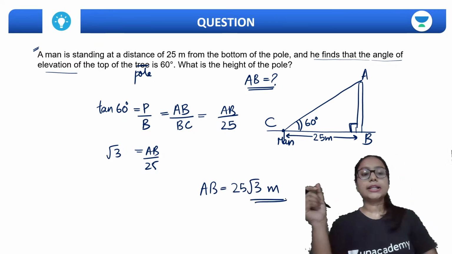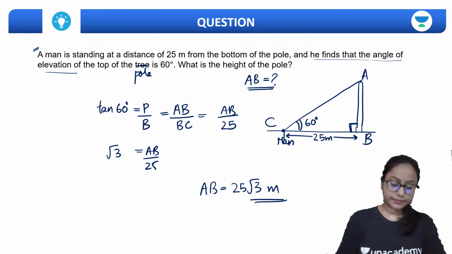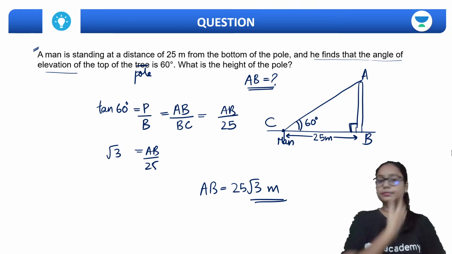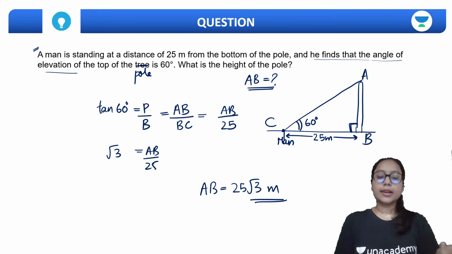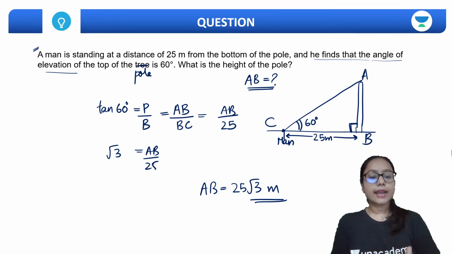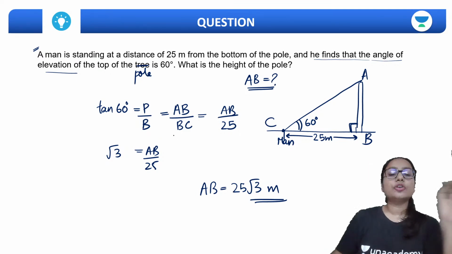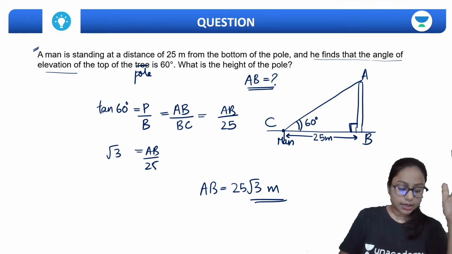Okay, is this question clear, all of you? It's 25 into root 3. Yes, Anurag, you can take cot as well. In that case you will put cot 60 degree, which will be 1 upon root 3. So it will be same. You will get the same answer anyways. You can choose any trigonometric ratio which establishes the relationship between perpendicular and base. Any of them will give the same answer. Okay, everyone clear? Let's move on.